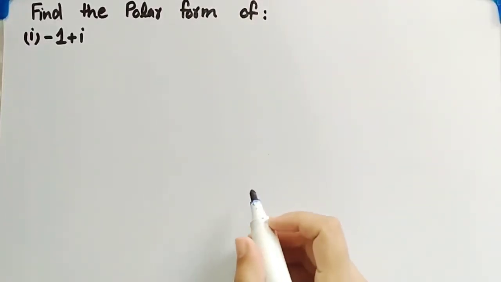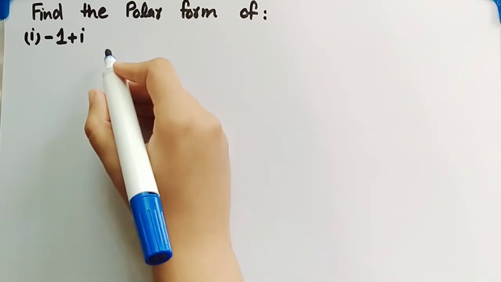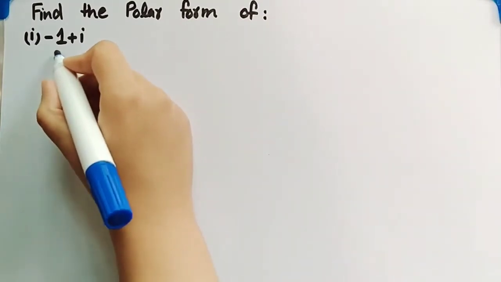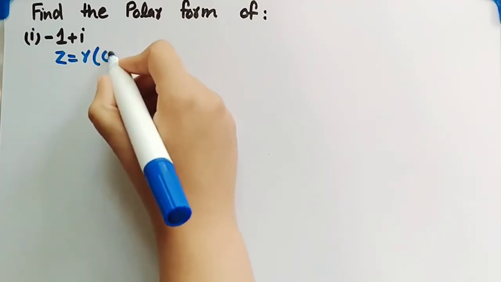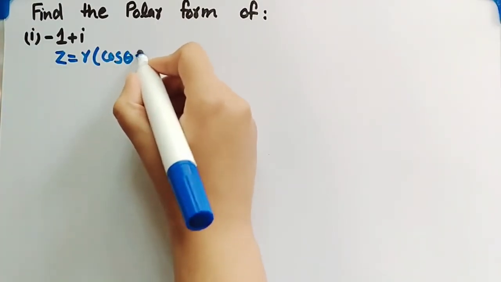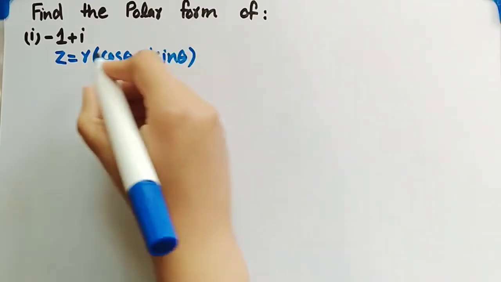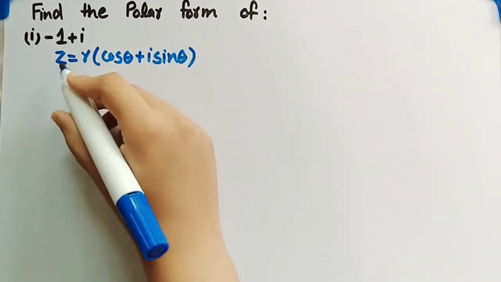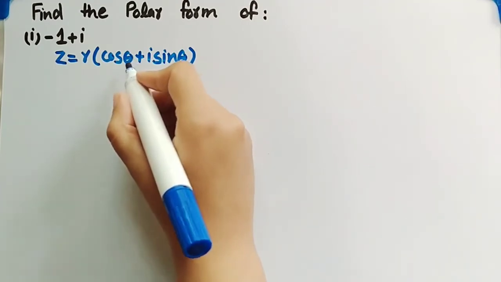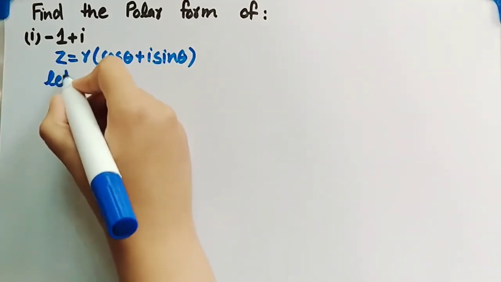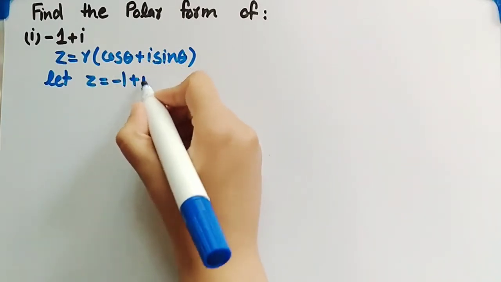In this video, we will find the polar form of the sum of complex numbers. We know that the polar form of a complex number z is equal to r(cos theta plus iota sin theta), where r is the modulus of the complex number z and theta is the principal argument of complex number z. Now let's consider z is equal to -1 plus iota.